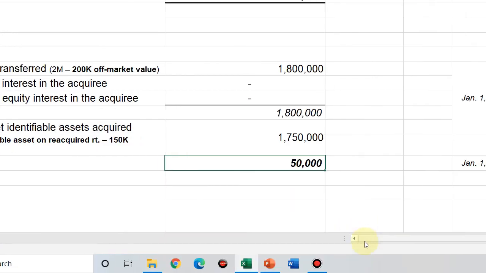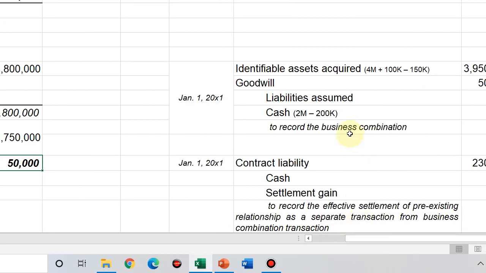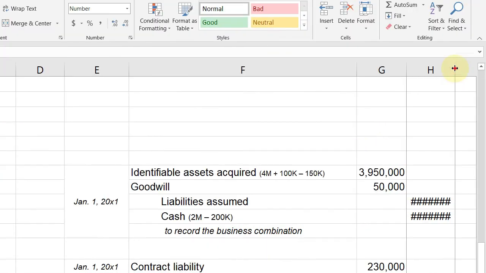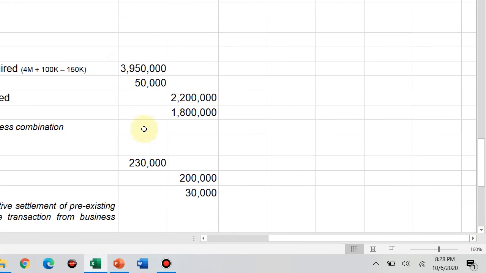Kasi i-explain niya sa inyo ano nangyari, bakit may termination of the existing relationship. Okay? So, kwentuhan din tayo ng journal entries. First, you need to record the business combination.